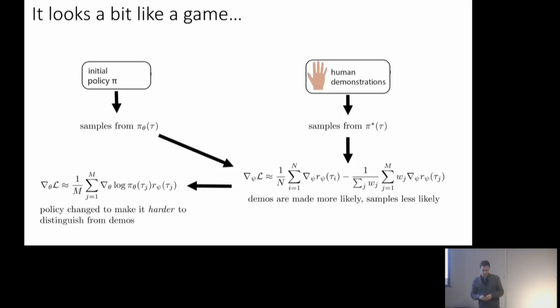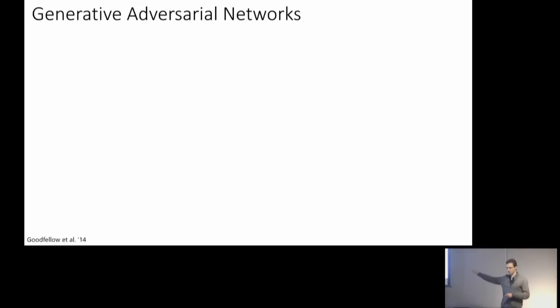So this idea of trying to match distributions by using a kind of adversarial game is actually something that has been explored quite a bit in deep learning, not in learning from demonstration actually, but in other areas, things like generating images and generating text. And it goes under the name of generative adversarial networks. So many of you have probably heard of generative adversarial networks, but just to make sure we're all on the same page, let me summarize the basic idea.